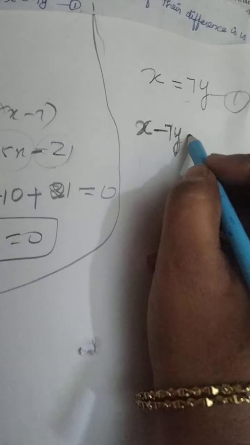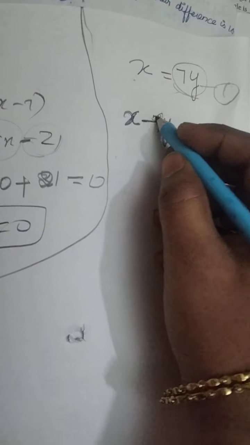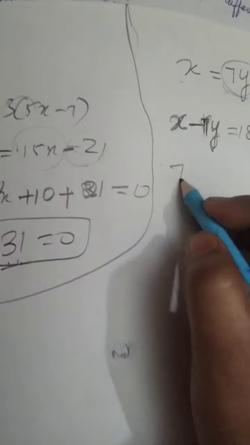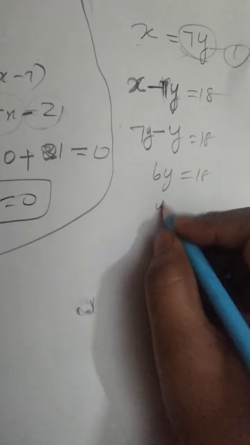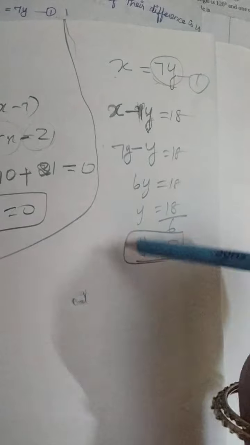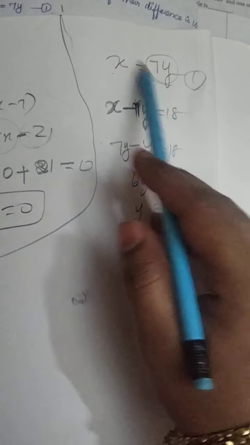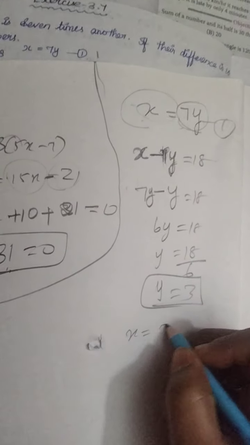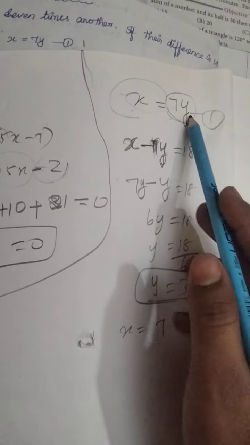So let their difference be 18. So we know that x is equal to 7y. x minus y is equal to 18. We are going to take x is equal to 7y, so 7y minus y equal to 18, then 6y is equal to 18, then y is equal to 18 divided by 6. What is the answer? y equal to 3. So you have to substitute y equal to 3 in the first equation so that we can get x. So listen, x is equal to 7 into 3. So we get 7y as x.